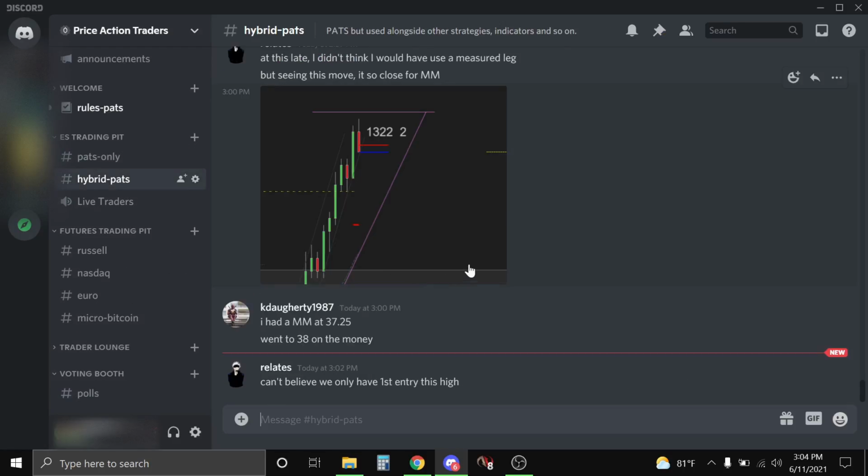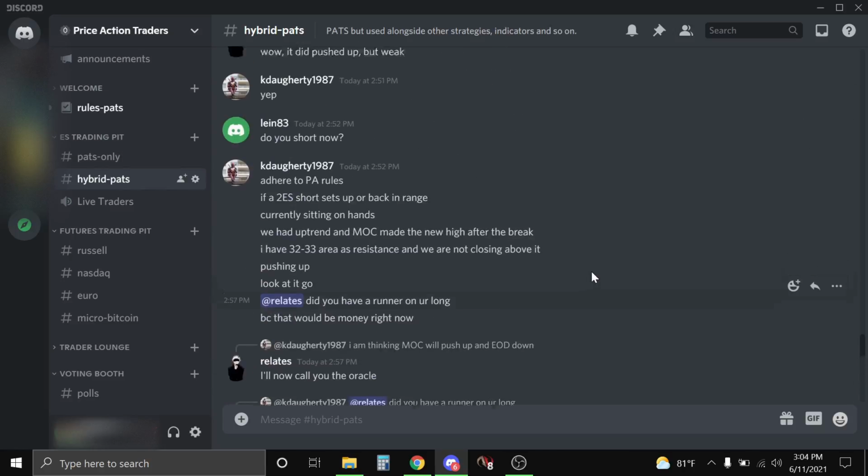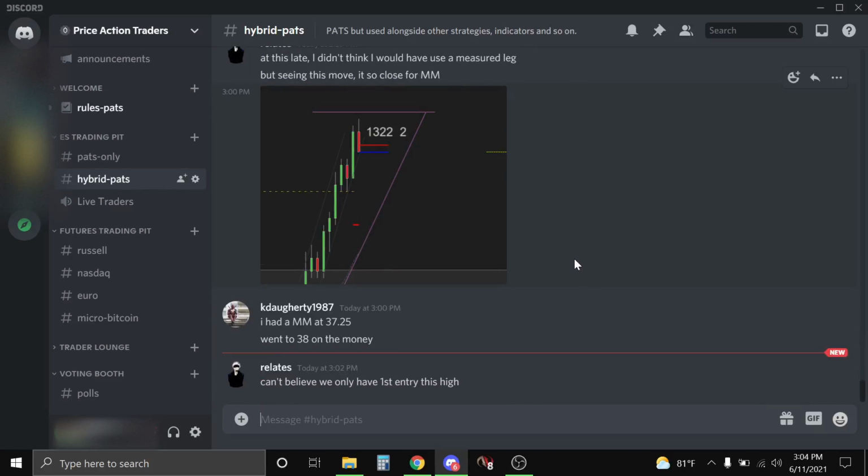The Pats only and the hybrid Pats are the main two channels. I'm active in here in the mornings, and people trade throughout the day. As you can see, at the end of the day people are still trading the market. Again, it's usually most active during active trading hours. Late at night or on the weekends, it's generally a little more laid back. There's not a whole lot going on, because people have other things to do.